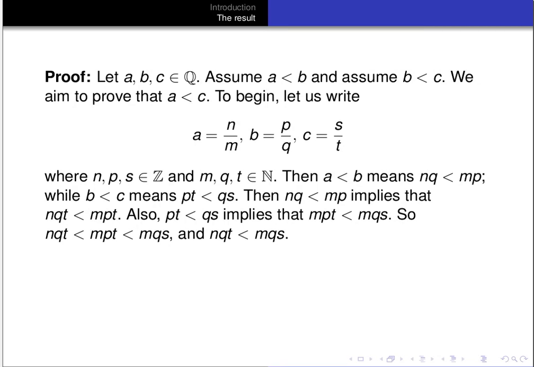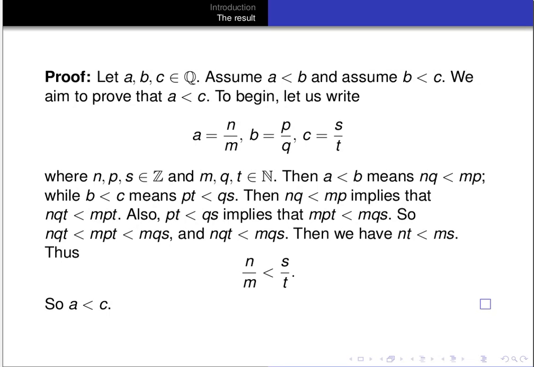Notice that both terms in that final inequality have a q in them. Now q is positive, so we can apply the cancellation property to get nt is less than ms. We canceled that positive number q from both sides of the inequality. Notice that n is the numerator of a, t is the denominator of c, m is the denominator of a, and s is the numerator of c. So that's exactly the definition of n over m less than s over t.